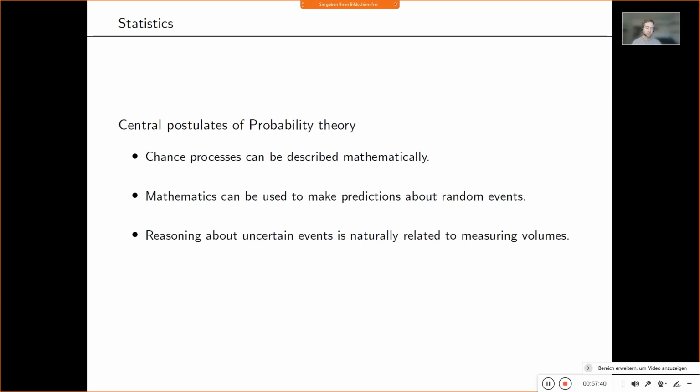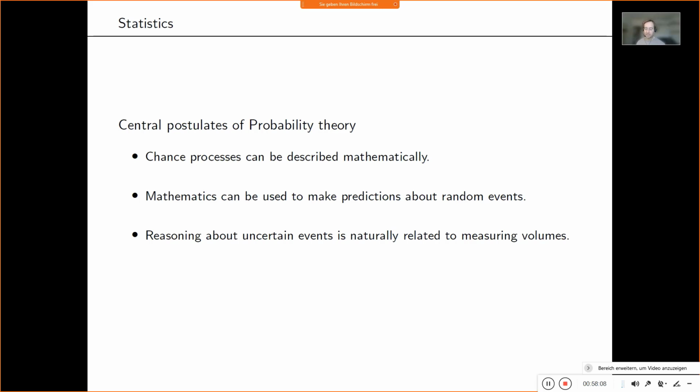Three slides on core content on statistics. So of course statistics builds on probability theory, and the basic idea of probability theory is of course that chance processes can be described mathematically. You might know that probability theory originated from trying to describe games of chance, so how to win in a casino essentially.